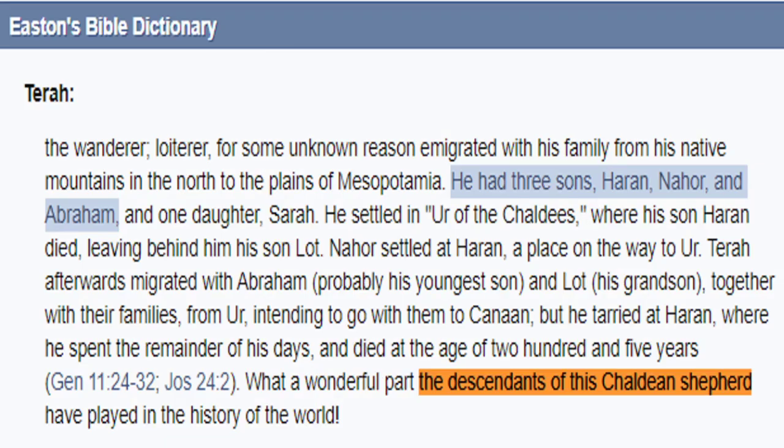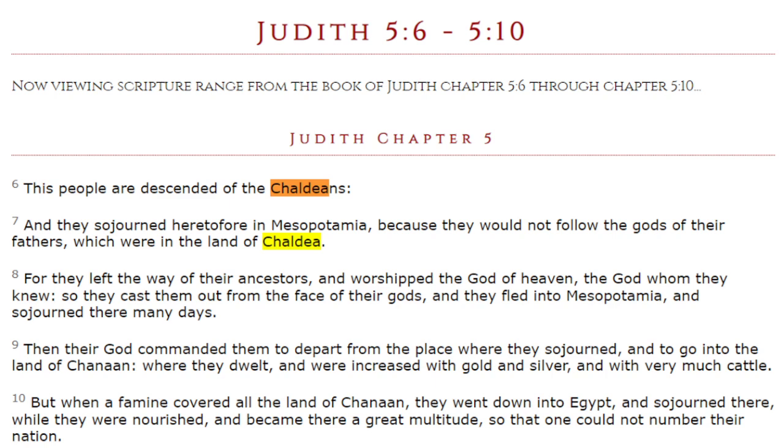So let's go even further to prove that, again, the Israelites are descended from the Chaldeans. You read about that in Judith 5 and 6, found in the Apocrypha, which was originally part of the 1611 King James Bible. It's also in other versions as well. I've done a video on why you should read the Apocrypha. But anyway, we're going to go to Judith chapter 5, verse 6, on down to 10. And it's going to say again that they're descended from the Chaldeans.